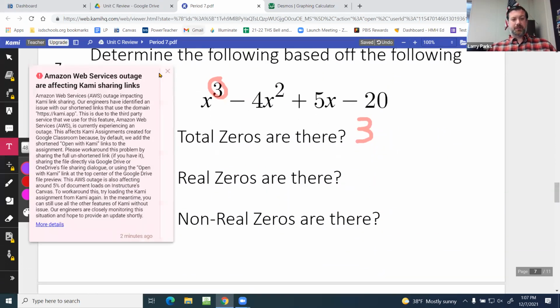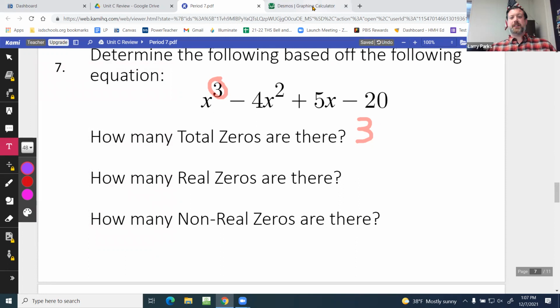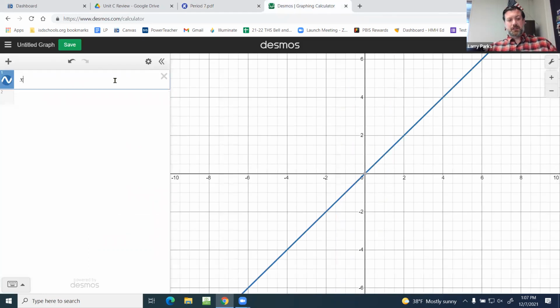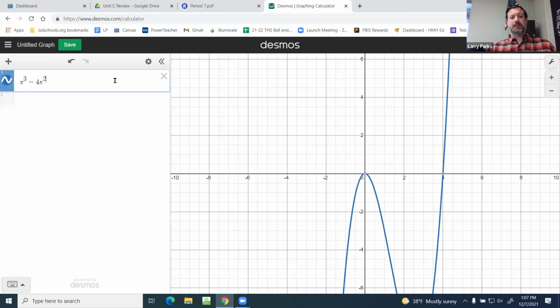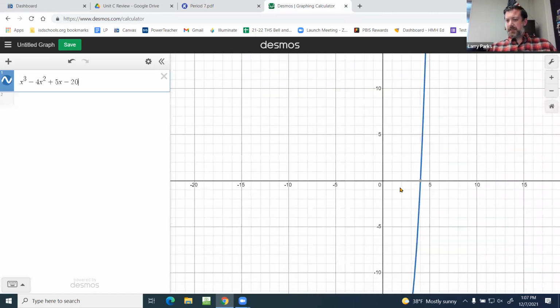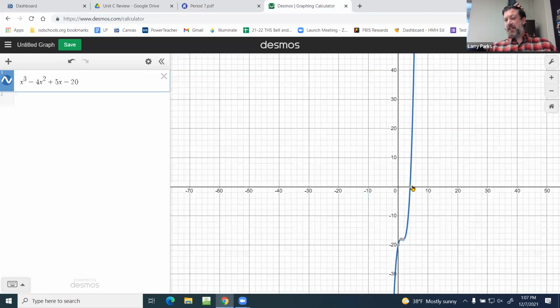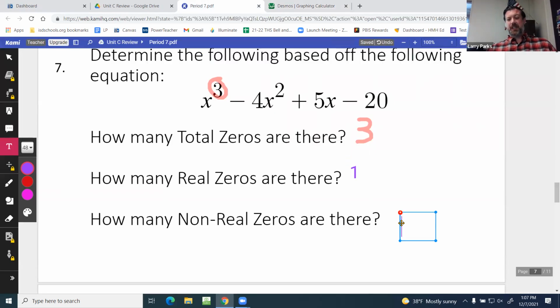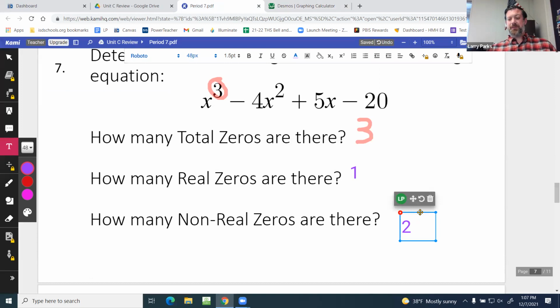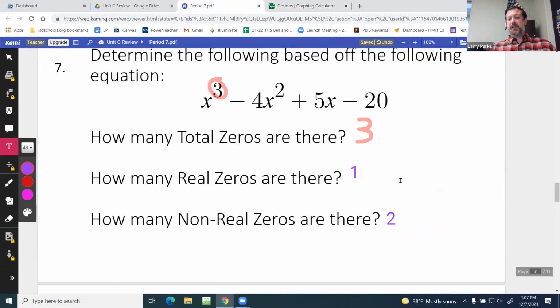Let's do this one. X to the 3rd minus 4x squared plus 5x minus 20. 1, possibly? Let's zoom out. Oh, yeah, just 1. So it'd be 1 real and then 4 non-real. Oh, wait, the total's 3. So it'd be 1 and 2. 1 real, 2 non-real. So I'd put 1 here and I'd put 2 there because 1 plus 2 is 3. Okay. This number can never be odd.